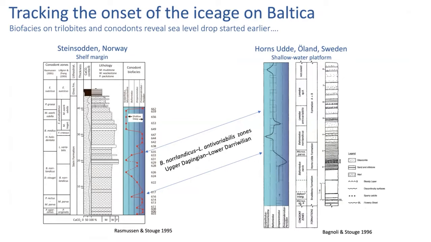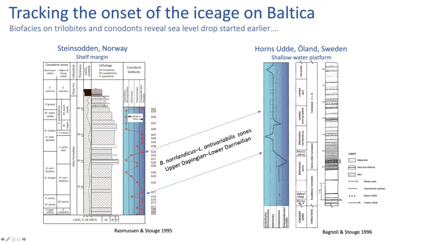And we see that this main drop in sea level is occurring in the Norlandicus and in the so-called antivariabilis zones across the basin, basically. And this is actually below the level that I found the ice house together with colleagues, which was up in basically this interval.